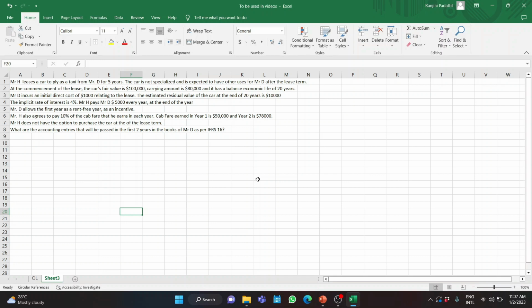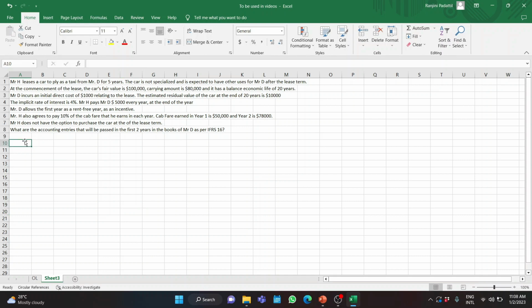Cab fare earned in year 1 is $50,000 and in year 2 is $78,000. Mr. H does not have the option to purchase the car at the end of the lease term. What are the accounting entries that will be passed in the first 2 years in the books of Mr. D as per IFRS 16?